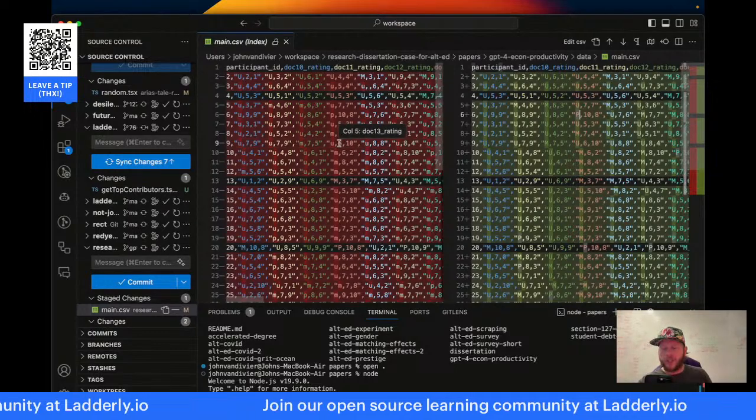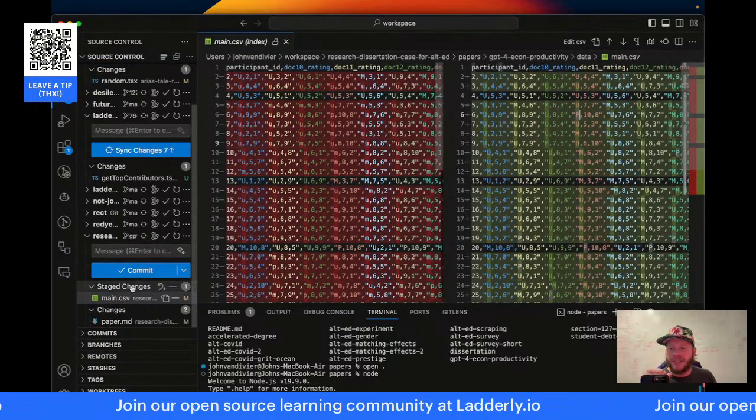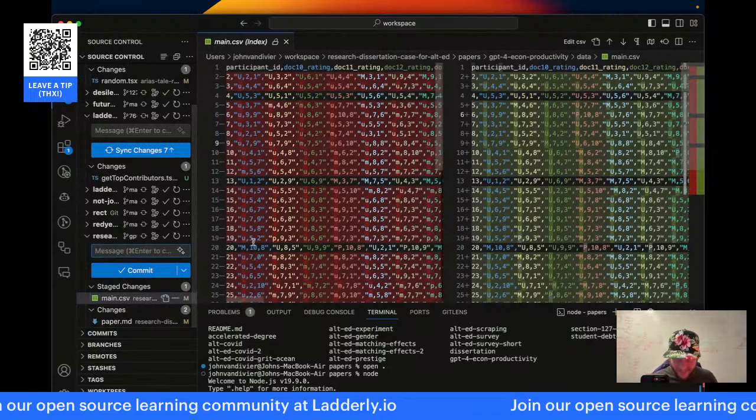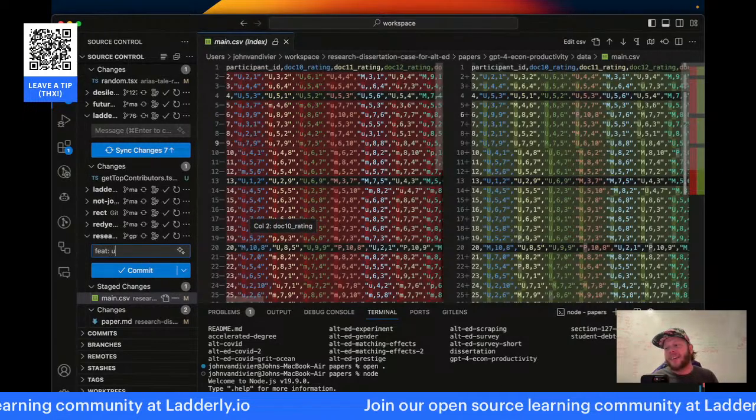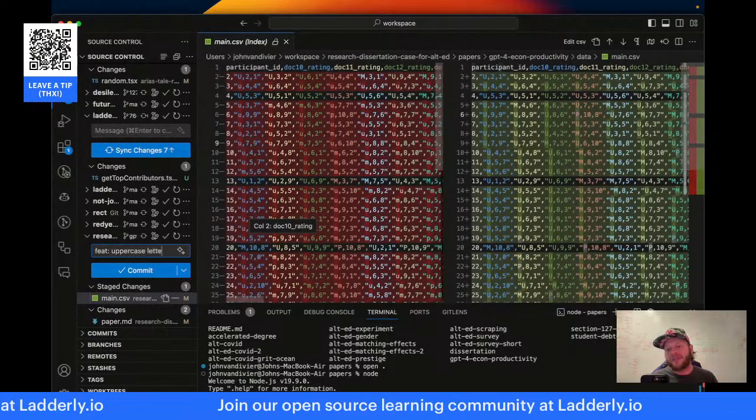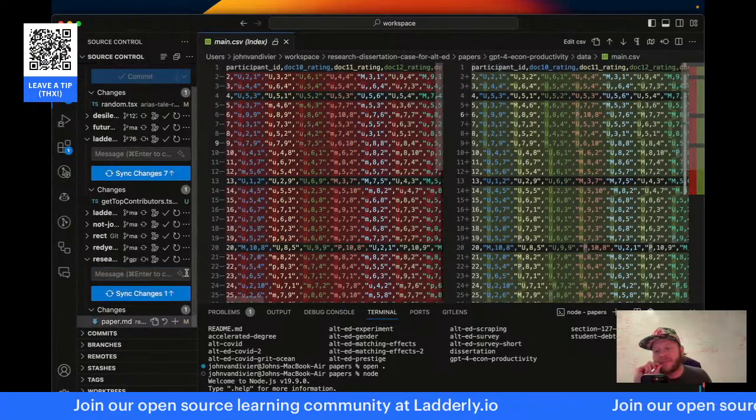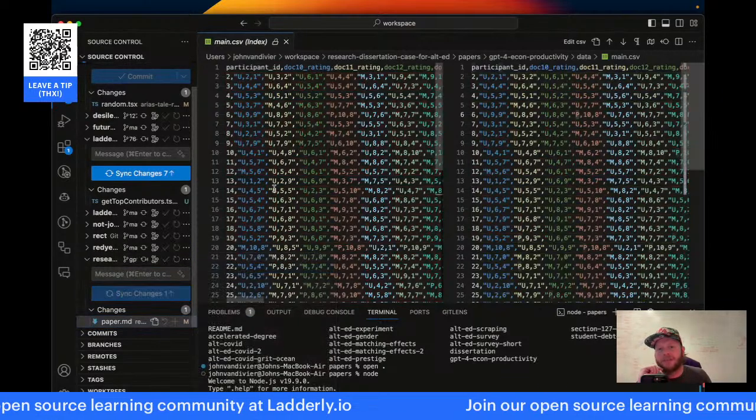Paul says skill issue. I'm not seeing it. I'm not seeing the skill issue. Feet, uppercase letters. Great, so that looks good.